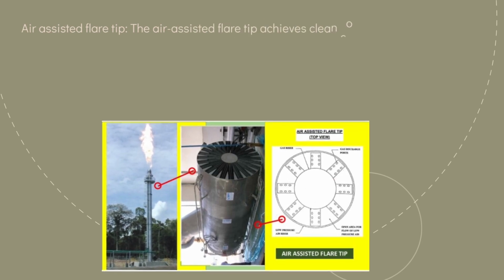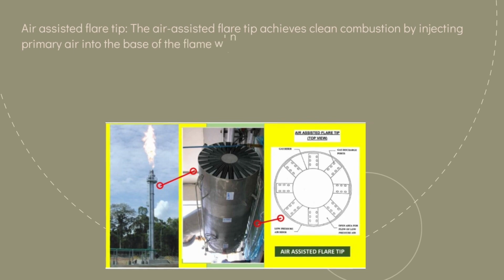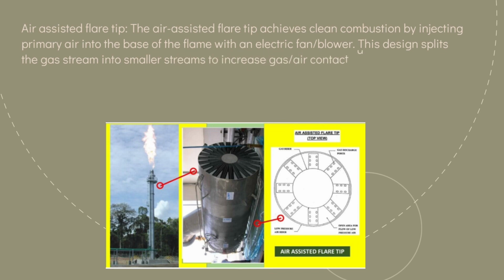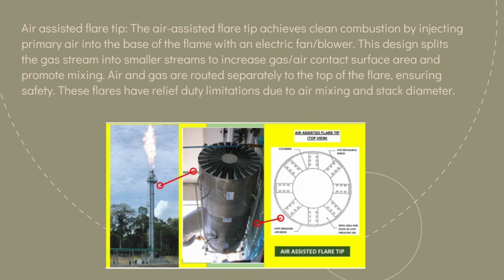Air-assisted flare tip. The air-assisted flare tip achieves clean combustion by injecting primary air into the base of the flame with an electric fan. This design splits the gas stream into smaller streams to increase the gas-air contact surface area and promote mixing. Air and gas are routed separately to the top of the flare to ensure the safety of the process.